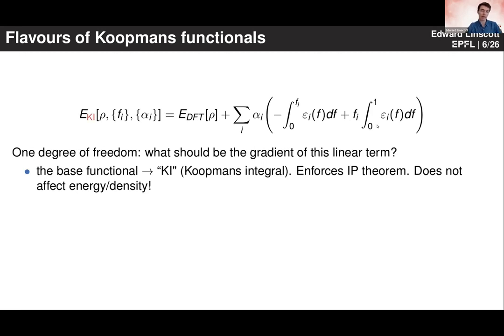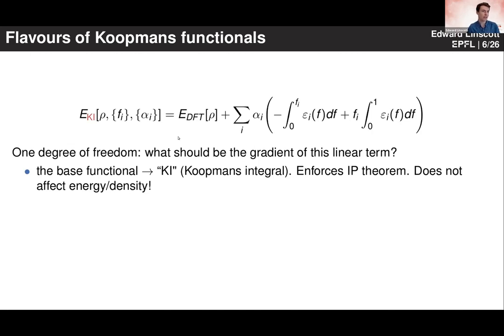And one of the key things about this base or KI functional is that it does not affect the total density or energies. And the reason why we can see this is that in the case of insulators, f of i is always either 0 or 1, and so this entire correction vanishes completely. And so then the total KI energy is going to be the same as that of the base functional. And so the total energy will be exactly the same as that of your base functional. The density will be exactly the same because it will minimize it. So because it's just minimizing the DFT energy.